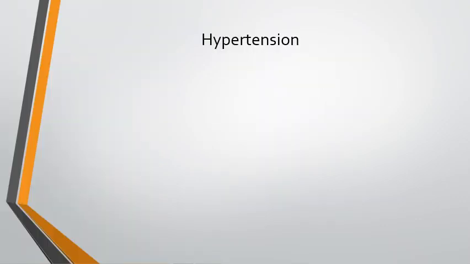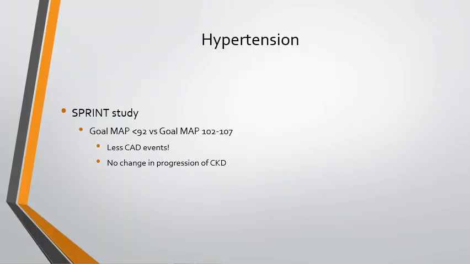So I'm talking about hypertension. There's a couple trials that have come out recently. The SPRINT study, which targeted lower MAPs, had fewer CAD events than patients with a normal MAP goal. There was no change in the progression of CKD, which some people were a little disappointed with, but really the cardiac events are what cause death in kidney patients. It's not actually the CKD that kills them. So the reduction in cardiac events was a big deal.